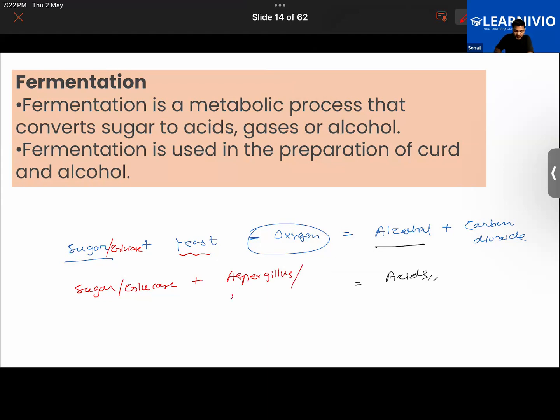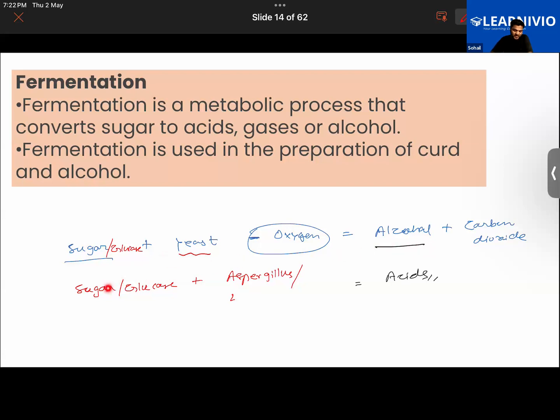Okay, now. You have Aspergillus. Sometimes we take help of a bacteria also, like Lactobacillus. So in that case, you will be getting an acid. Hope you guys are getting what I'm trying to say. So when you add yeast powder to glucose or sugar, in the absence of oxygen, you'll be getting alcohol and carbon dioxide. Normally this is what it is.